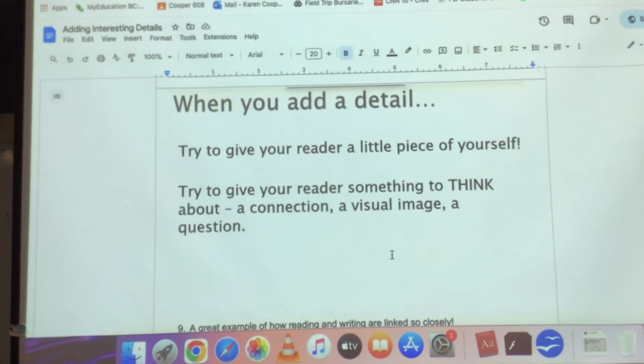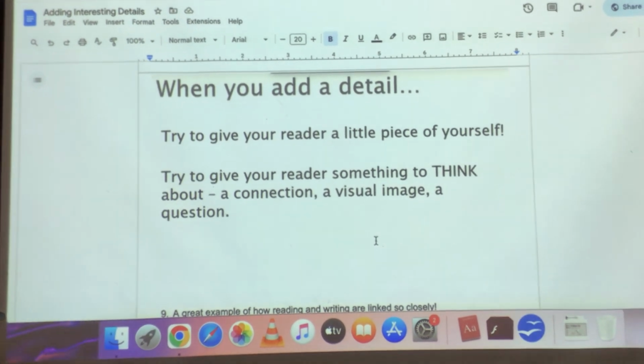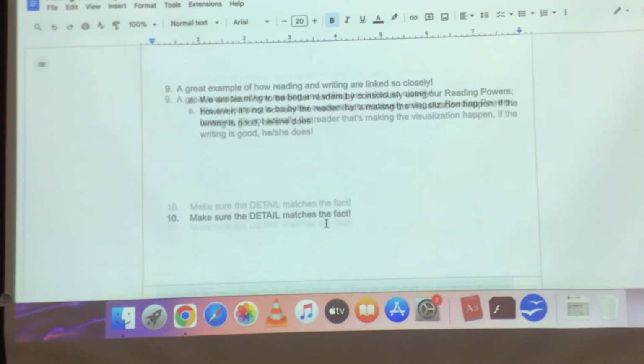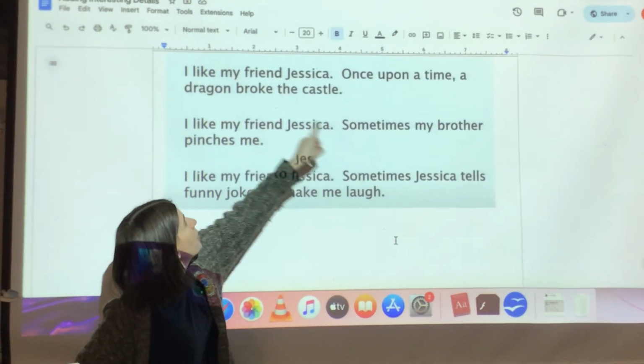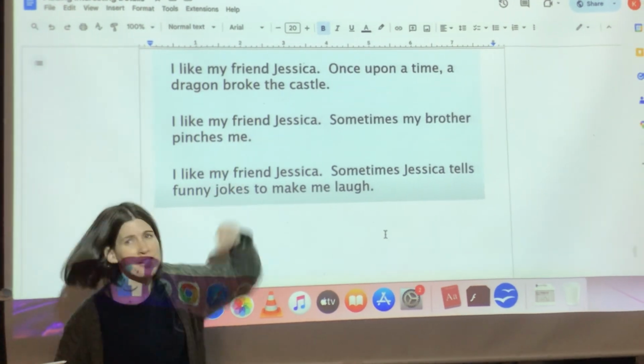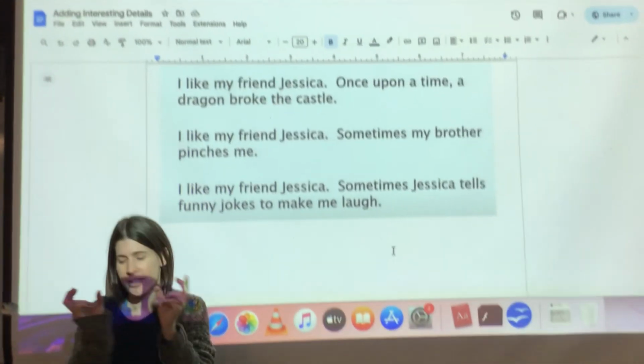Basically this idea, you're giving your reader a little piece of yourself. You're allowing them to make a connection, a visual image. Also, I clarify, be careful. I like my friend Jessica, once upon a time a dragon broke down the castle. Make sure your interesting detail is connected.